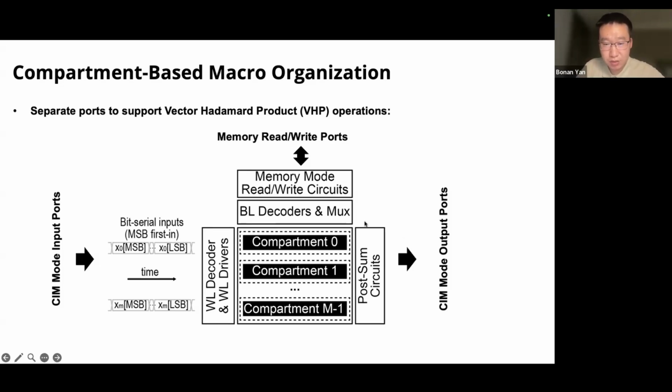All of the circuits also work in two modes. The first mode is the memory mode. We can load the AI model parameters into the macro, and then we can do the computation directly in memory. This is the second, computational mode.